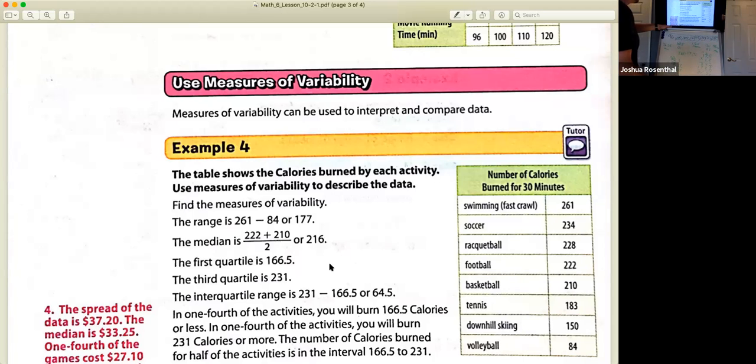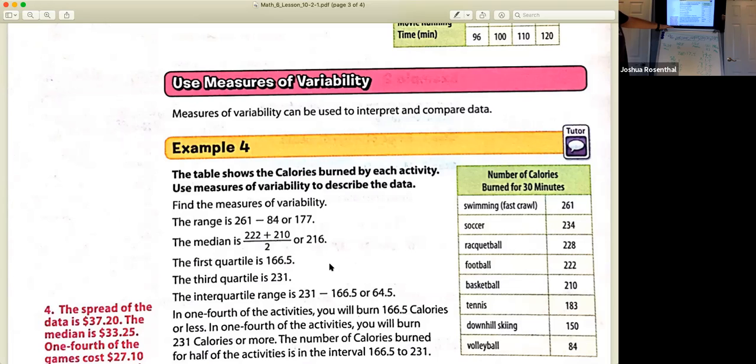Okay, let's look at this next problem. This table shows the calories burned by each activity. So that's what that is. I guess we're going to find out what burns the most calories. Let's see, swimming, 261. Anything more than that? Swimming the most. Wow.